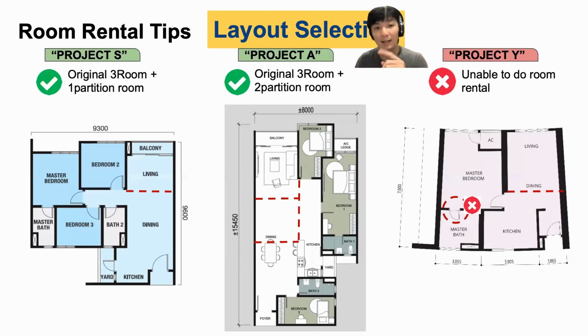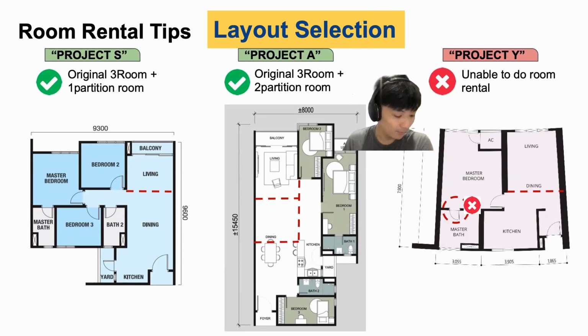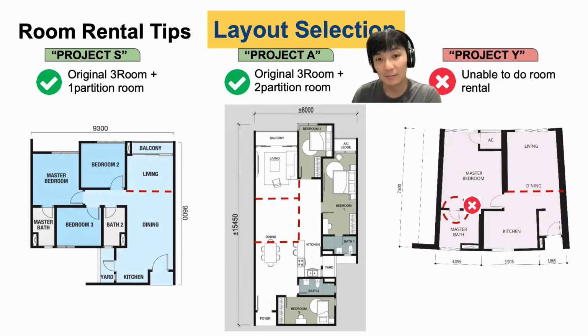Okay, first one, let's say I take Project S, the original 3 room. From this layout, you can clearly and very fast identify that we can add a partition room over here to make it 4 rooms. So original 3 room plus 1. So this is okay. Another one, Project A. It's a real project, yeah. This is a real project. Original 3 room, 1, 2, and 3 below.